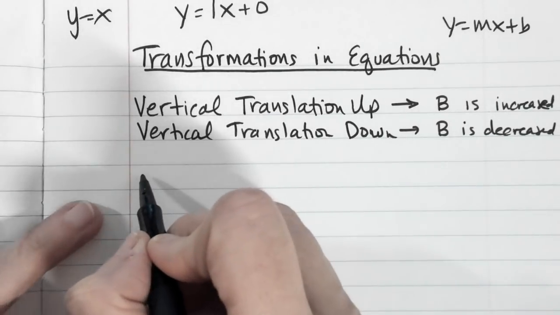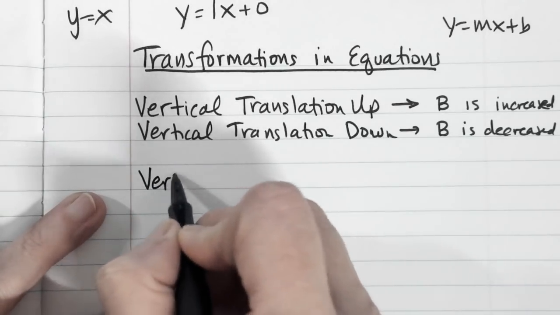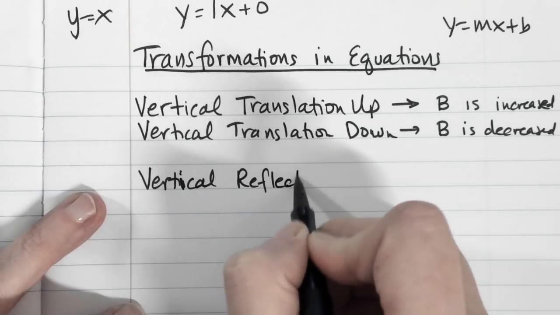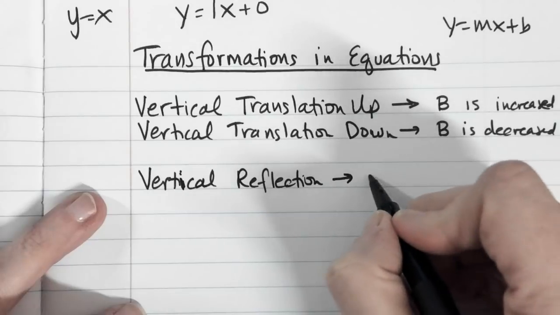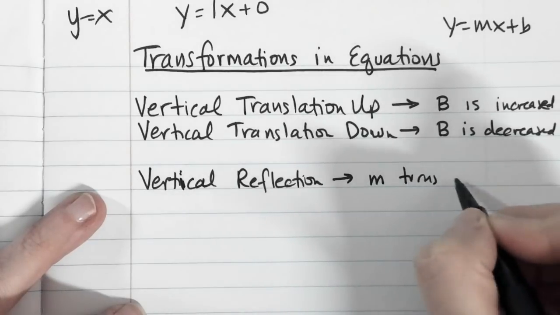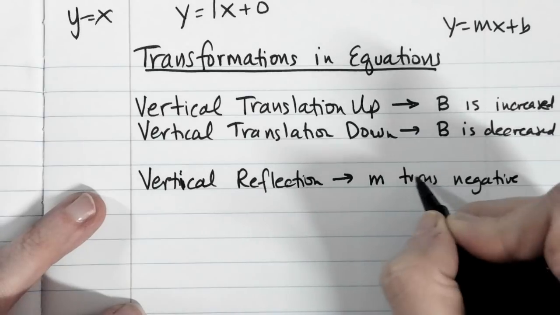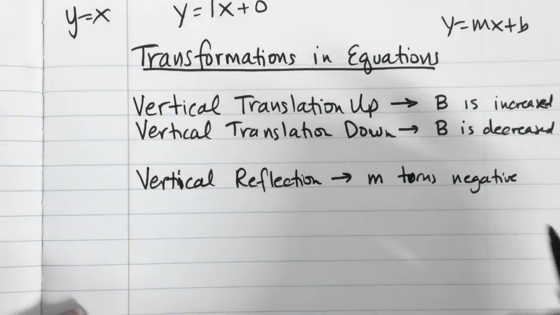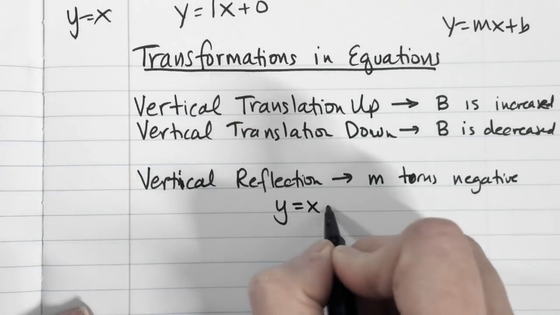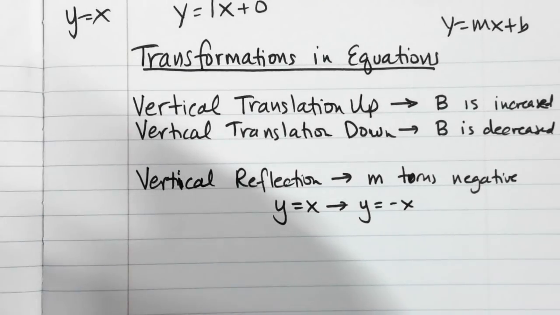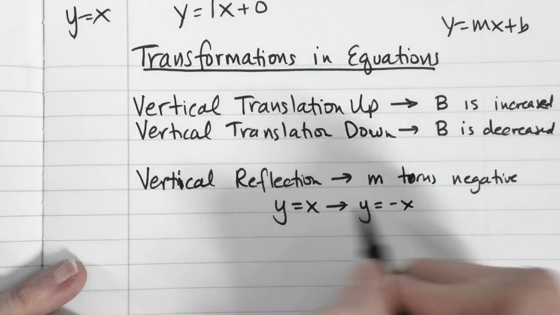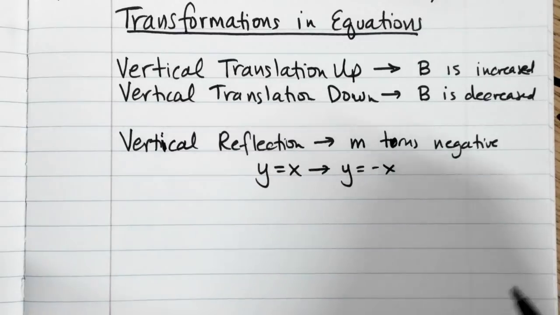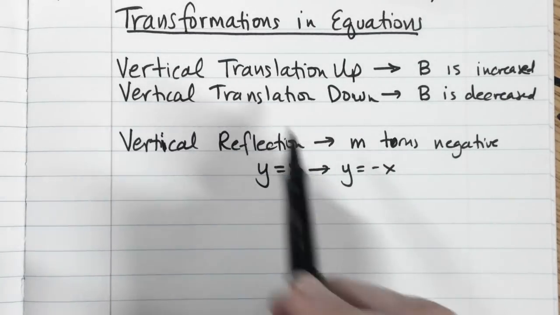All right. Now, when I do a vertical reflection, that means that my M turns negative, or changes signs. In the case of y equals x, I go from y equals x into y equals negative x. Because it was 1x, now it's negative 1x. So with a vertical reflection, my M turns negative, my slope turns negative. So when we have reflections, we're starting to change our slope.